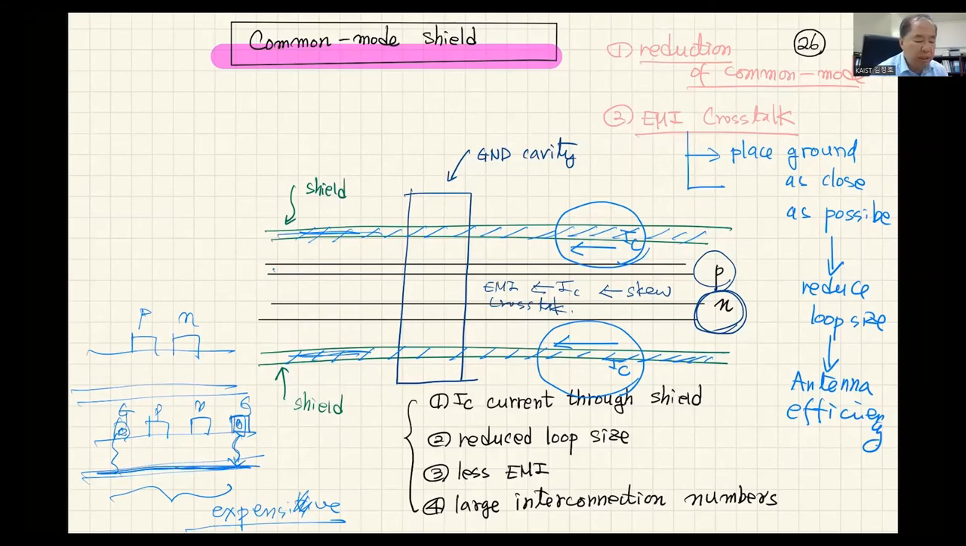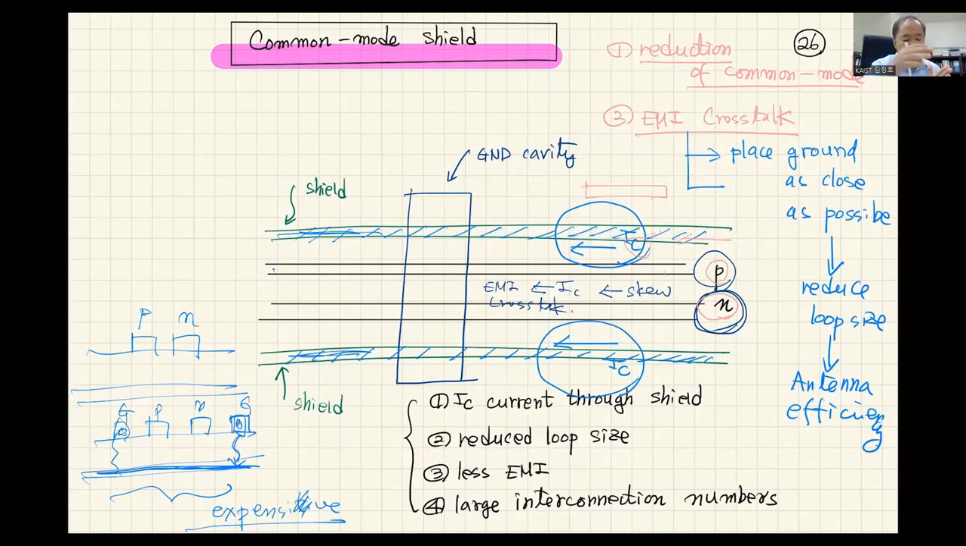So what is the advantage of this shielding structure? If we have another metal here, the coupling parasitic capacitance between the P line and N line will be minimized because we have metal here. And because the common mode current will be conducted through the shield line, the magnetic field generated by the P line and N line will be shielded. Ground metal will shield the electric field because the electric field will be terminated at the metal surface.